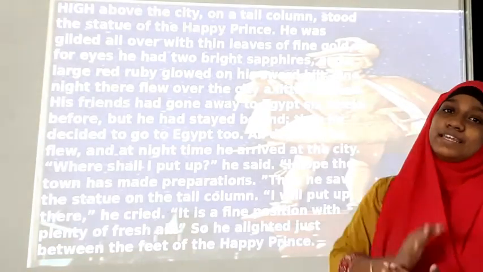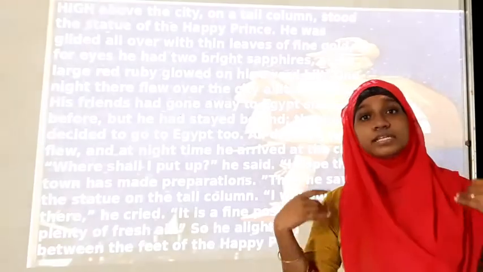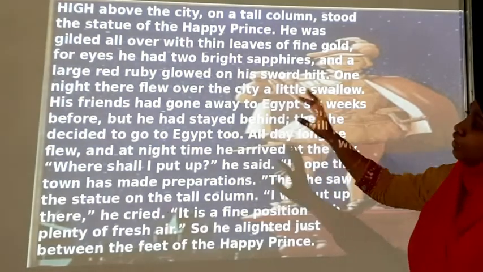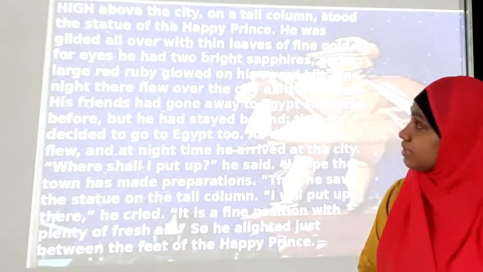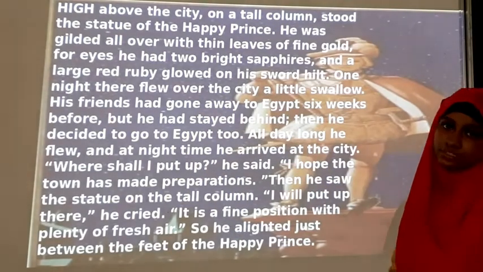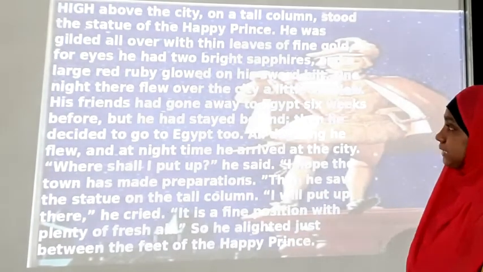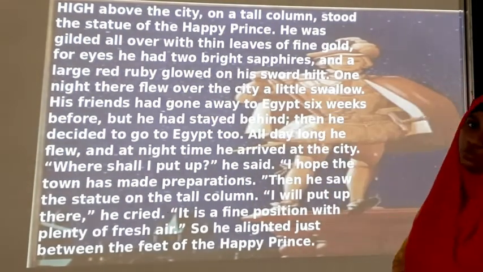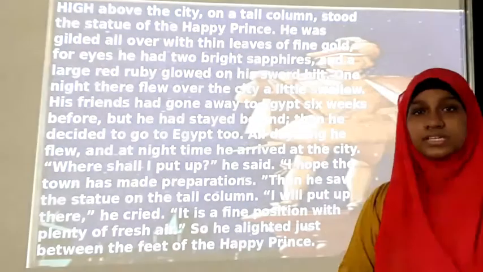The statue was standing there, glittering all over with thin leaves of gold covering the body of the Happy Prince. For eyes he had two bright sapphires, and a large red ruby glowed on his sword hilt. The sword hilt glittered. And one night there flew over the city a little swallow.